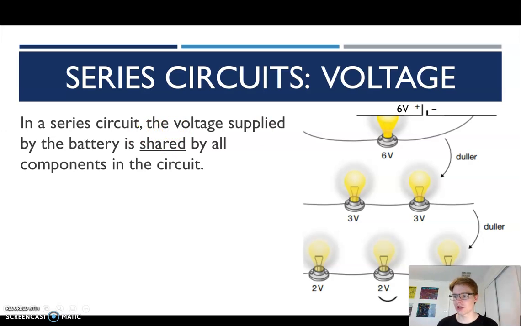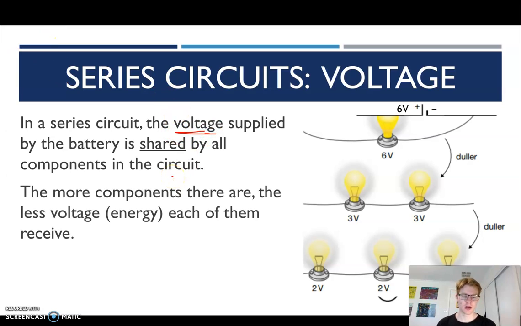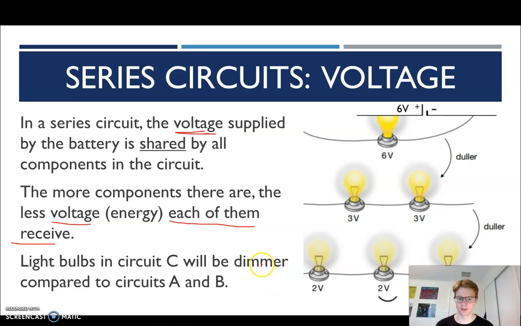the voltage is shared by all the components in the circuit. So that's the voltage we're talking about. The more components there are, the less voltage each of them receives. So these light bulbs are way dimmer because they're having to share that voltage. We've got 6 volts being split across 3 light bulbs. That's 2 volts each. Okay, so that's the series circuit.